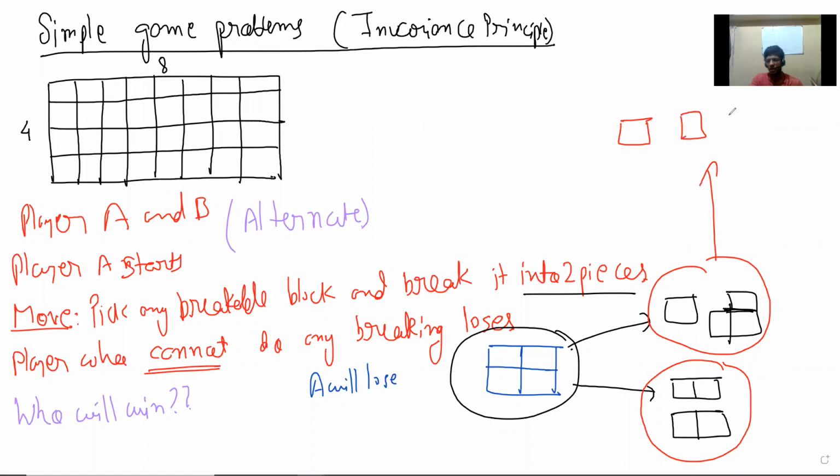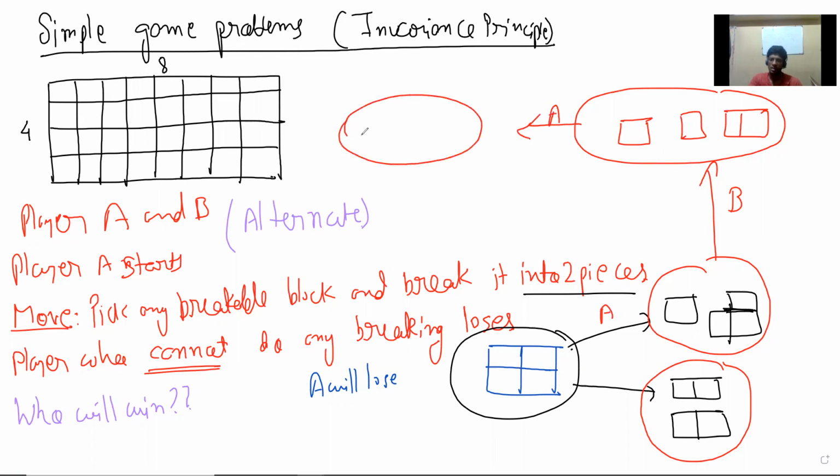Once he does that, we will be left with something like this always. Sorry, I think I said it wrong. A makes the first move, then B does this. Is it okay? Now A can again make the last move. And in fact, then A wins. If we do it like this, now B cannot move. With B's turn, B can't break.